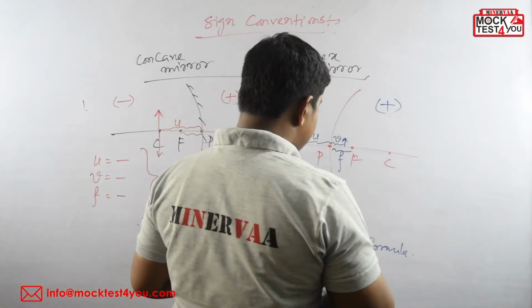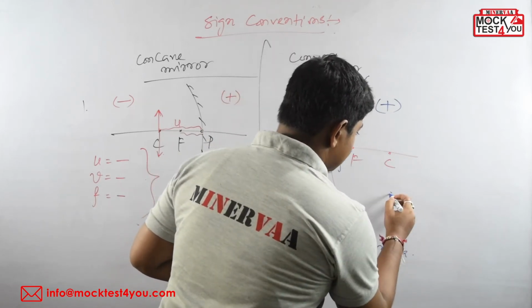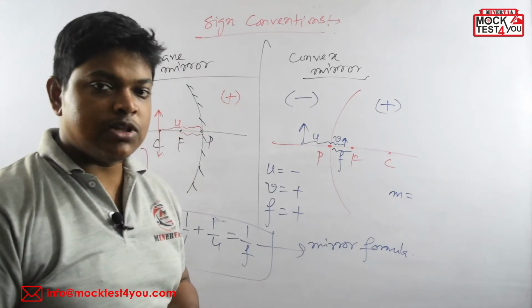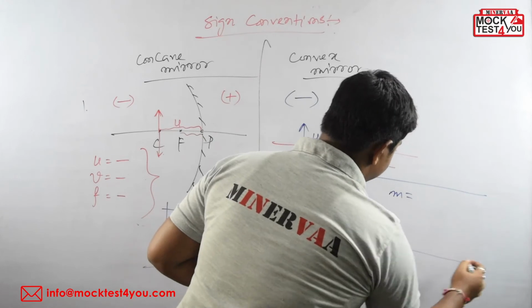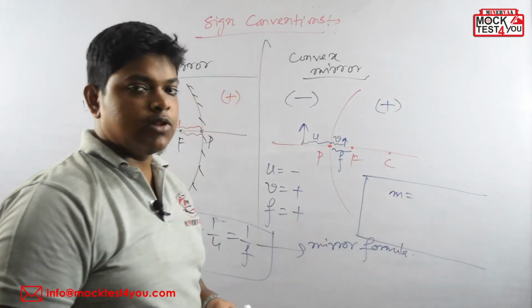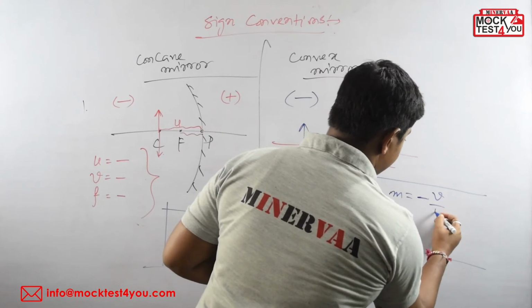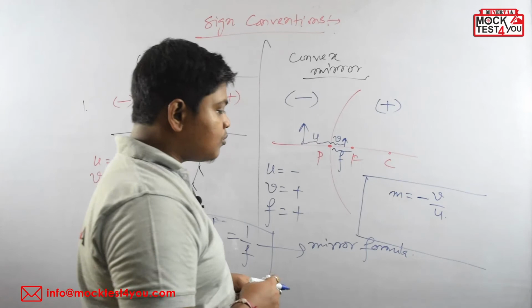So there is a new term that I am going to introduce over here: the magnification. For both of the mirrors, the magnification formula will be the same. I am just making a small section over here to write down the formula for magnification, that is equal to minus V by U. What is V? V is the image distance, U is the object distance.